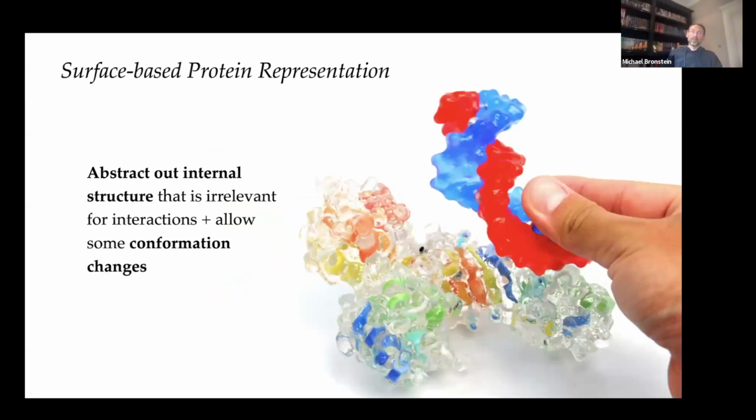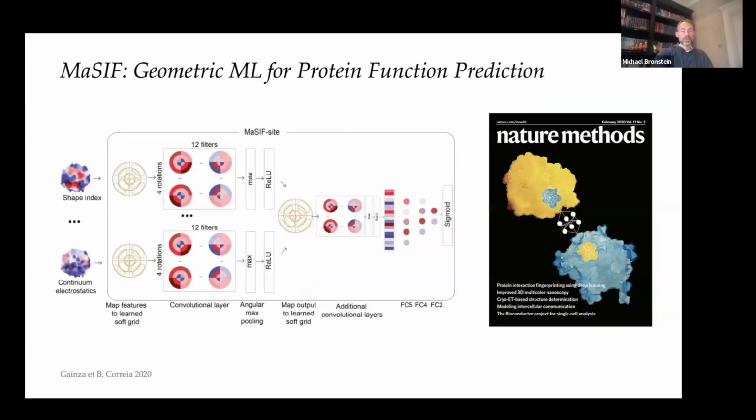So we had a lot of interesting results with considering proteins as surfaces, right? So basically you model the external molecular surface as a manifold. It allows us to abstract out the internal structure that in many cases is irrelevant when you consider how proteins interact with each other and with other molecules. It also allows us to address some conformational changes.